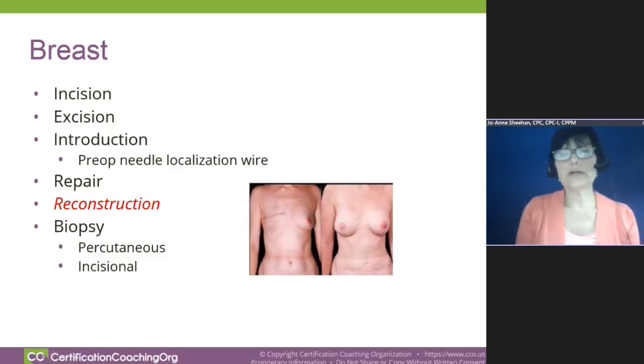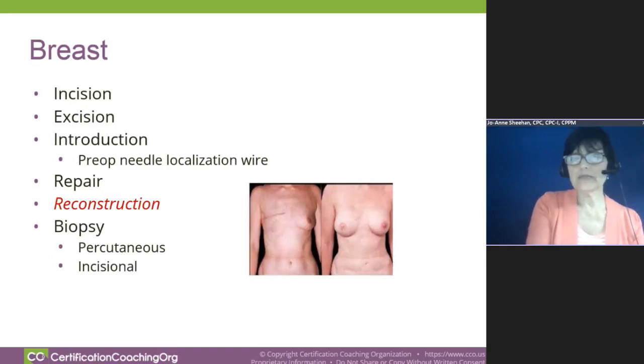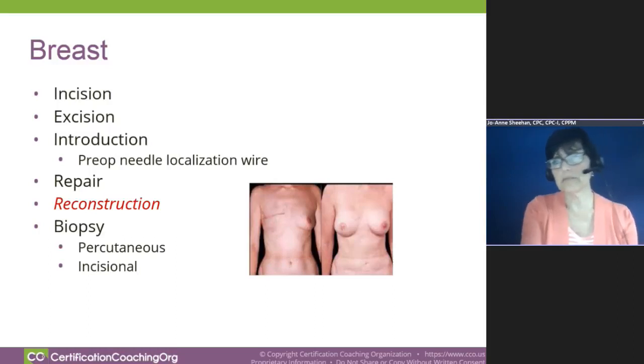Okay, the breast. The various types of CPT codes associated with the breast are incisions, excisions, the introduction, which is the pre-op needle localization wire, repair, reconstruction, biopsy, percutaneous or incisional. In this case, I'm showing you an example of a unilateral mastectomy, and then the breast reconstructed after the mastectomy. When you code for the reconstruction, you use modifier 58 because it is a planned procedure after the removal of the breast. So always remember that.